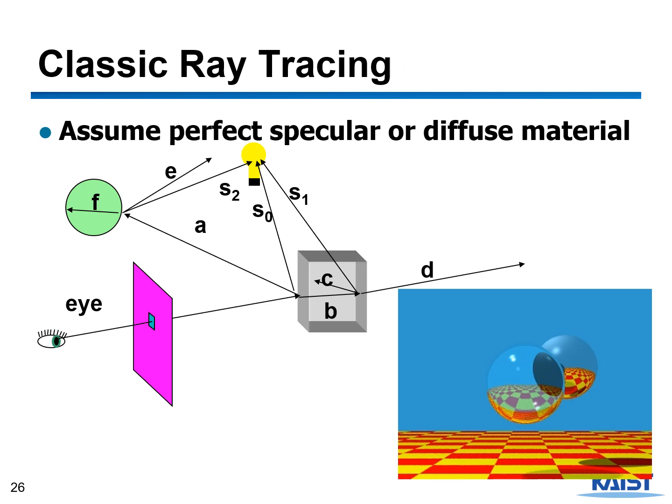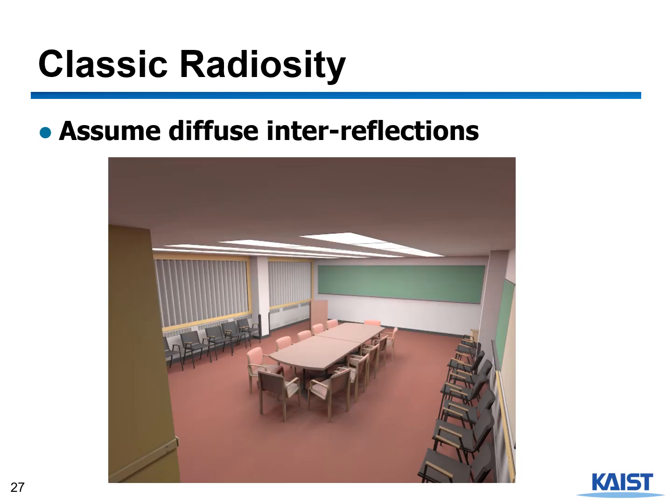Classic ray tracing assumes perfectly specular or diffuse materials, and based on that assumption, we can generate realistic shadows, transparent objects and so on. But it generates lots of rays, which takes a lot of time. On the other hand, classic radiosity assumed diffuse interreflection and was able to generate realistic images. But classic ray tracing and classic radiosity have their pros and cons.